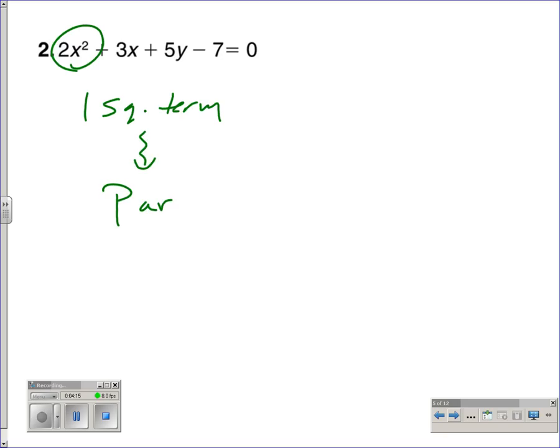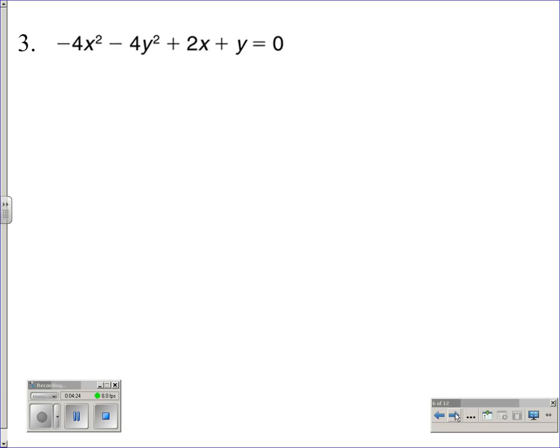Parabola. There you go. So only one squared term, it's a parabola. And this one, because it's the x squared, it would open up or down. All right, take a look at the next one. How many squared terms first? So I see 2. So 2 squared terms.